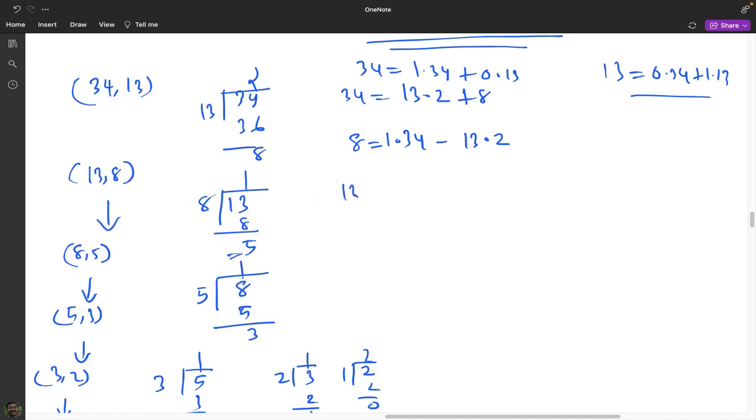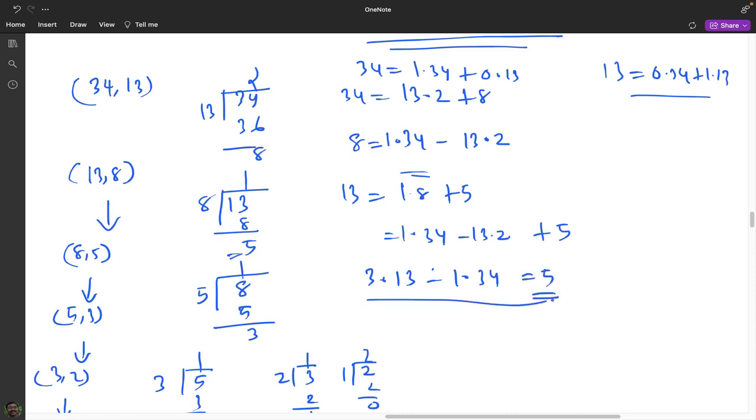So 13 was written as 1 into 8 plus 5, right? Now 8 is written as 1 into 34 minus 13 into 2 from this result, plus 5. So if you take this to the other side, it will be 3 into 13 minus 1 into 34. This is how you write 5. So I have written a step for 5 also, and for 8 also I have expressed a linear combination.